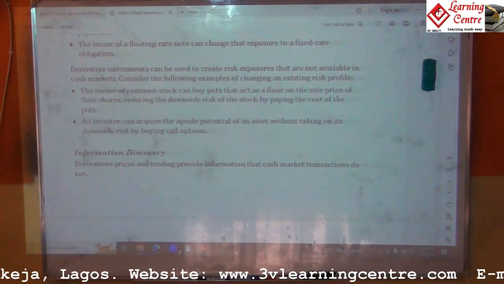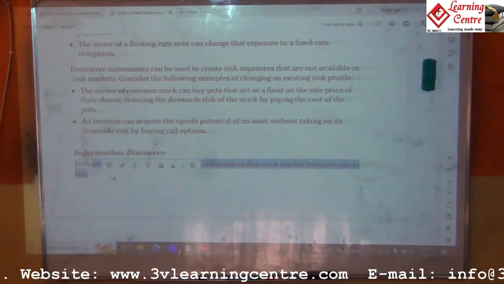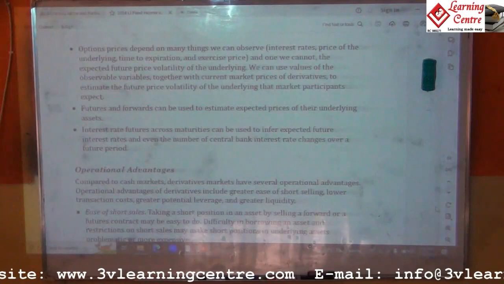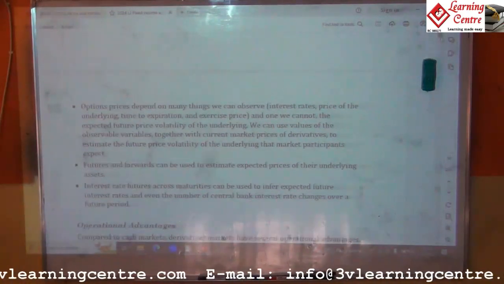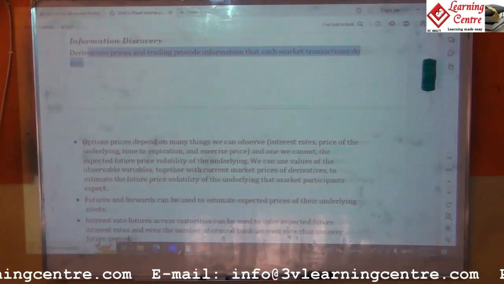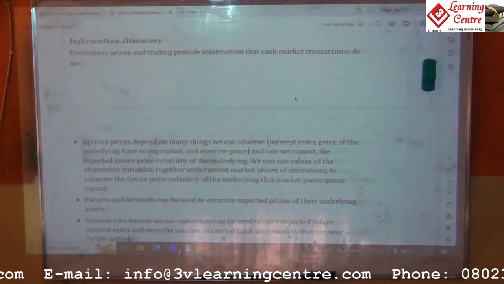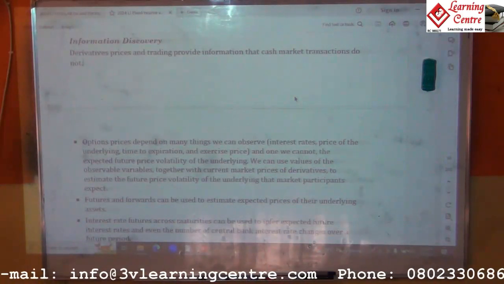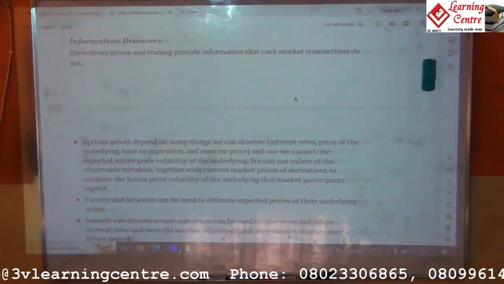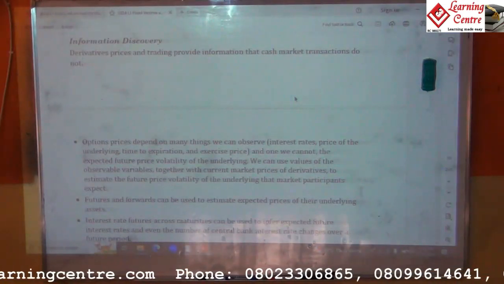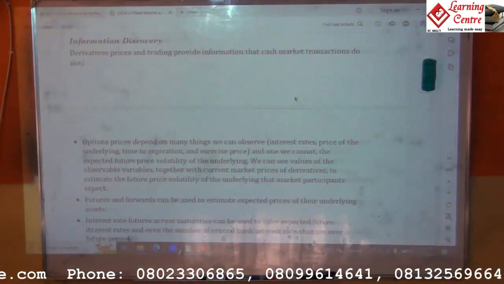Okay. So information discovery: derivative prices and trading information that cash markets do not. So what it's trying to say is that there are a lot of things you can do in derivatives that you cannot do with the actual cash. So you can say you want to buy and sell a stock, for example, but that stock is not moving. But you can have a derivative on that stock, and you can be trading on it. The stock remains there, you are not moving the stock, but your derivative can be moving because your derivative is linked to the stock.